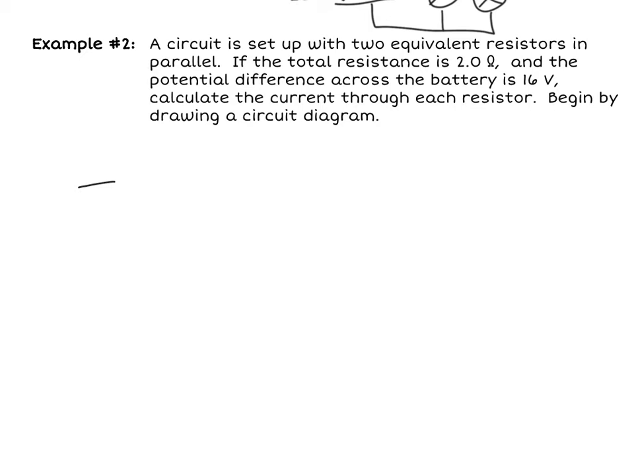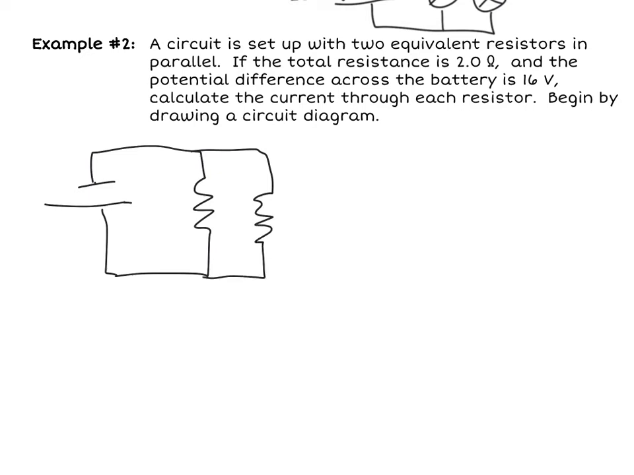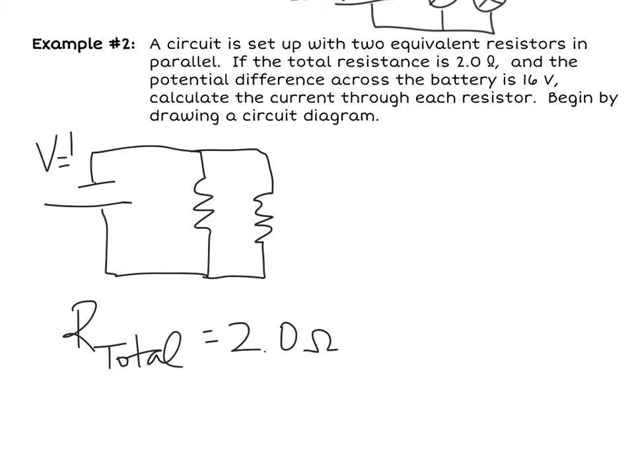And I'm going to set up my resistors in parallel. Here's one resistor. And there's another resistor. Not perfect, but it works. Okay, and I know that the total resistance, I'm going to write R total, happens to be 2 ohms. And I also know that the potential difference across the battery, so in other words, that's my voltage right at the battery, happens to be 16 volts.